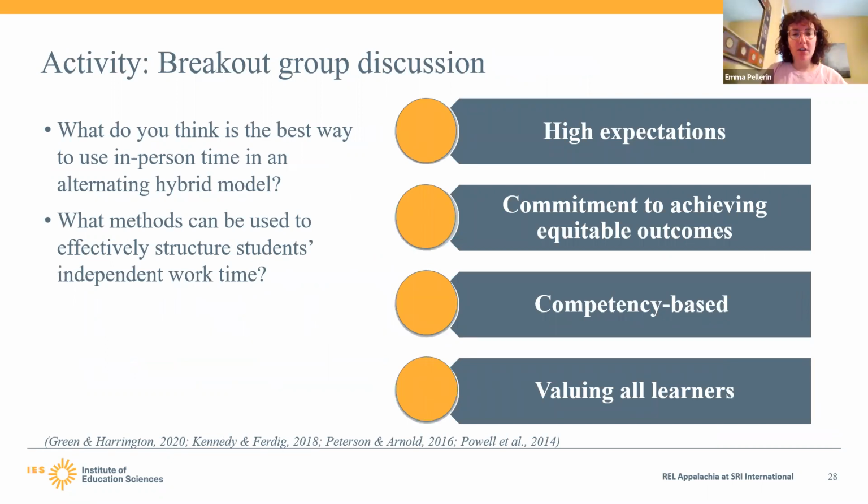At this point in the workshop, we moved participants to virtual breakout rooms to engage in a discussion about the best way to use in-person time in an alternating hybrid model. We asked them to review the research on page 26 of the handbook before beginning their discussion. This is a good time to pause this recording to review the research and reflect on these questions on your own. You might also think about how this activity might work when you deliver the training.